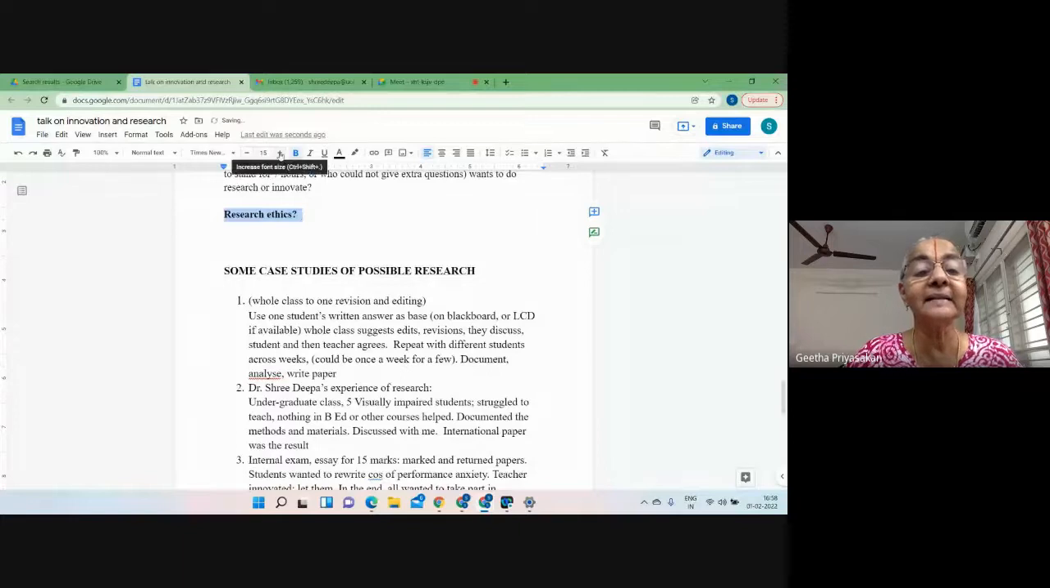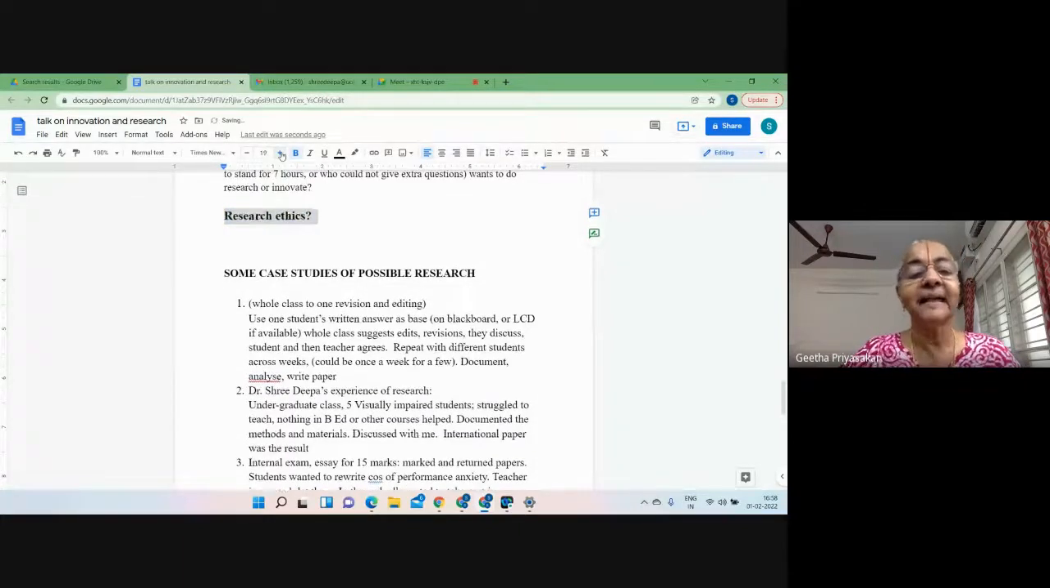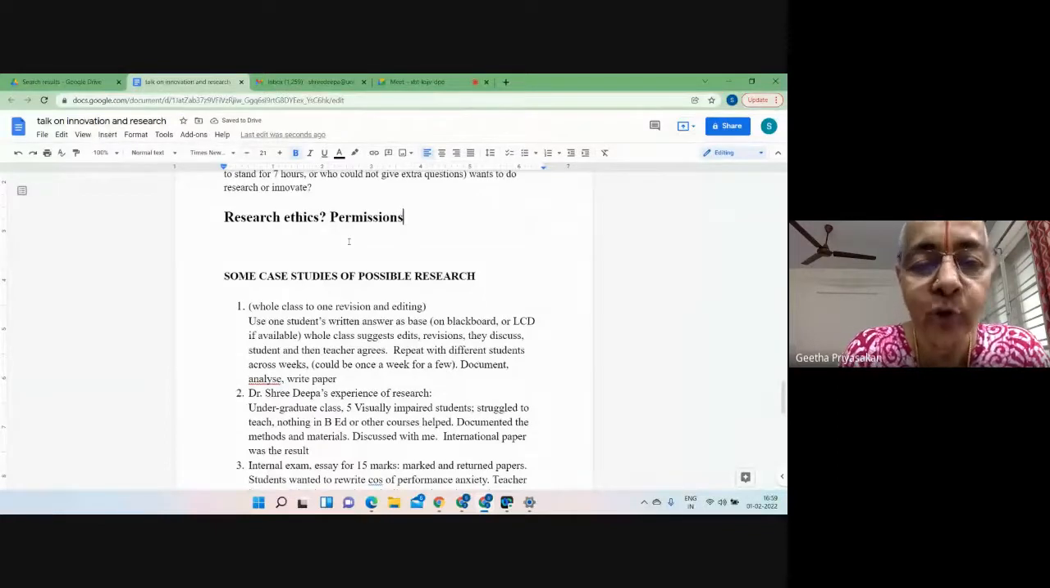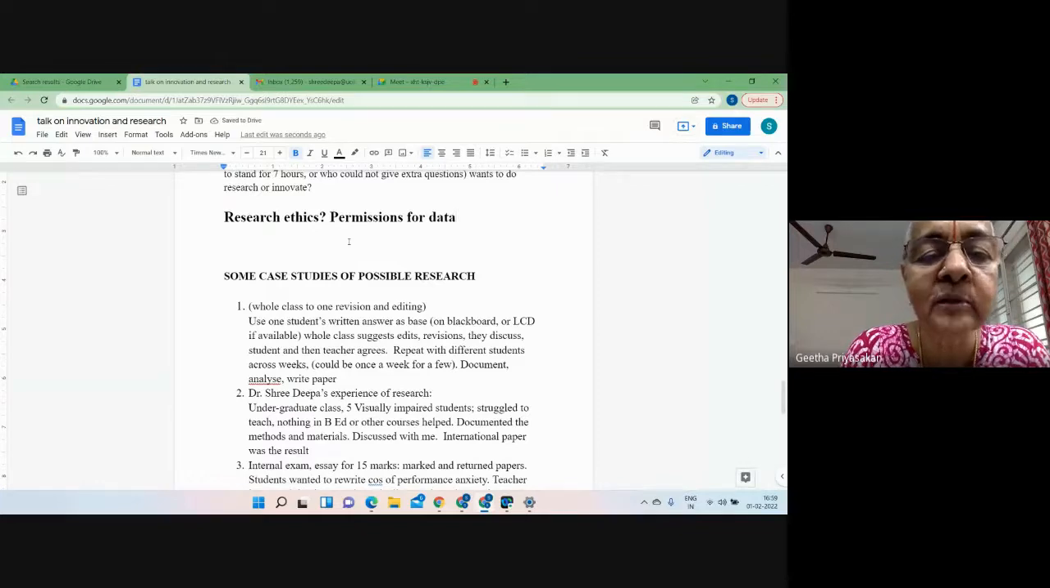Research ethics is what? Yes. Thank you very much, Dr. Srideepa, for bringing this up. A very, very important point I had forgotten. If you want to carry out any innovative practice and document it, any research and document it, please get permission not just from the students, because they are underage.